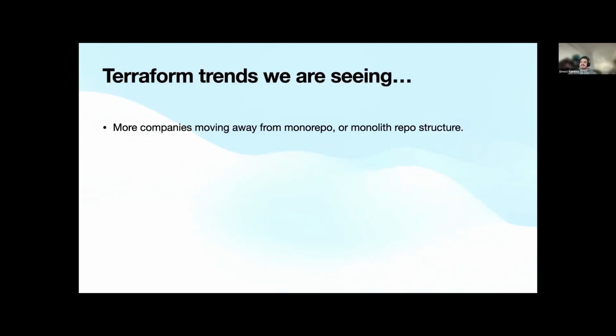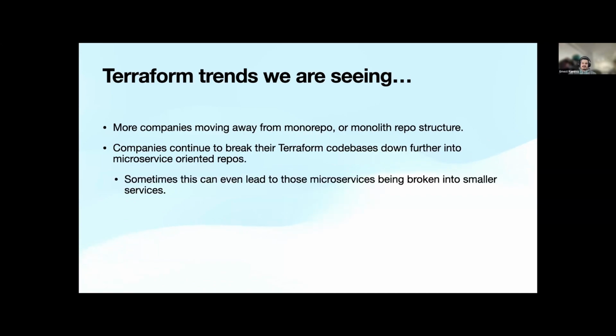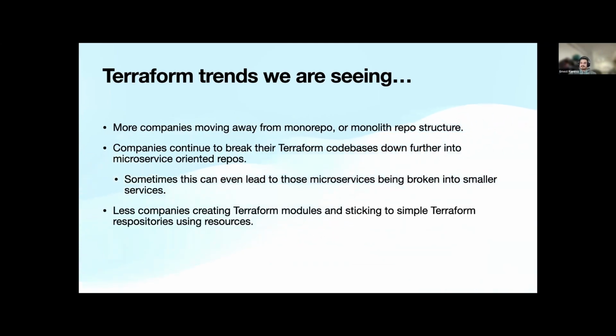Pretty crazy. Wow. So, trends we're seeing in Terraform. More companies are moving away from the monorepo or monolith repo structure. We're seeing less and less people use that. Companies are continuing to break their Terraform code bases down into microservice-oriented repos. Sometimes when you do this, it can even lead to you noticing, hey, this repo is too big. Why do we have 1,000 resources for this microservice? And that can even lead to you breaking these down further into more microservices.